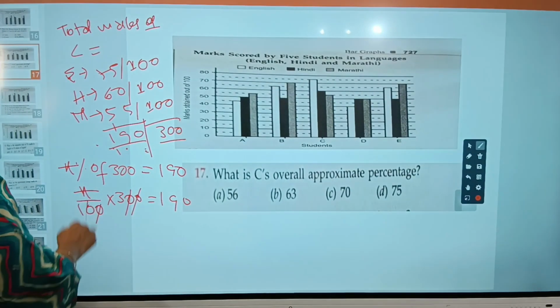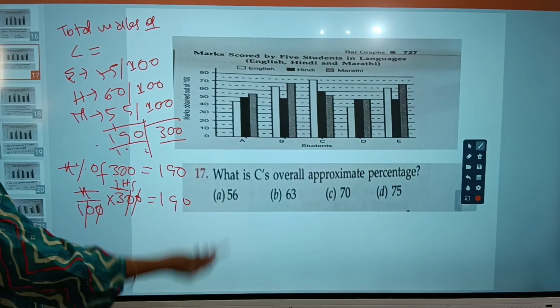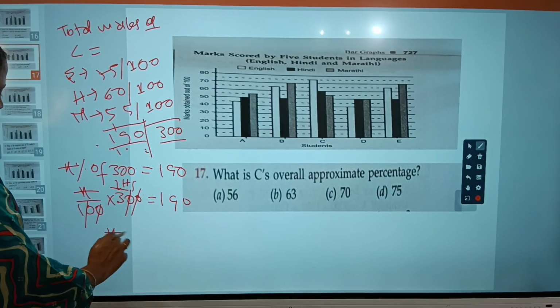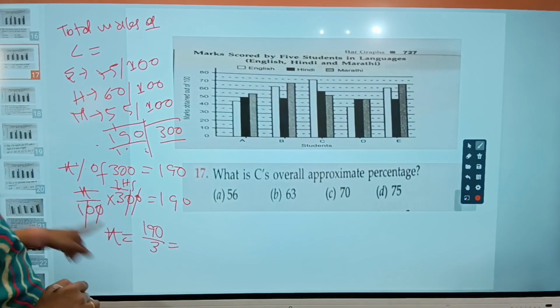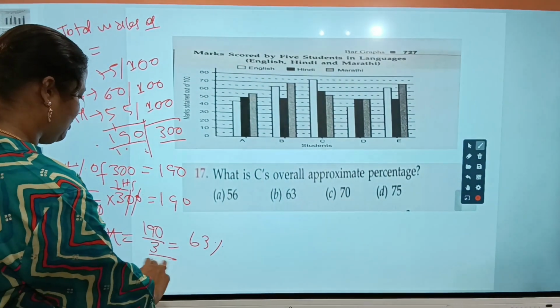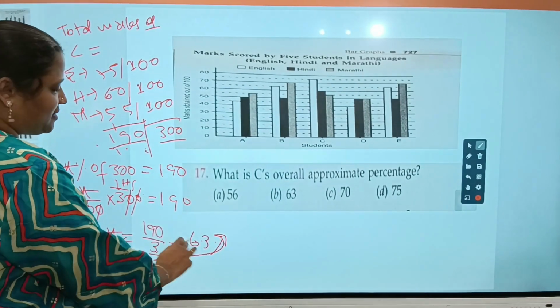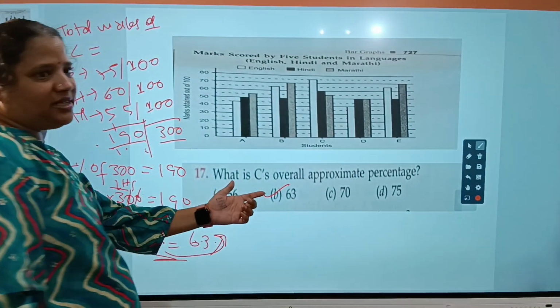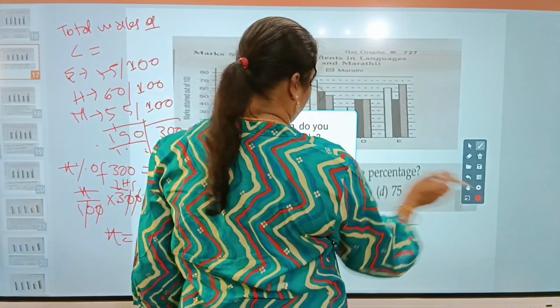Now zeros cut down on both sides. So the 3 on the LHS side is in multiplication, on this side it will go into division. X is equal to 190 by 3. So it comes around 63 percentage. Okay, 63, if you multiply by 3, you will get the answer 190. Okay, B is the answer. Overall C got a percentage of 63.